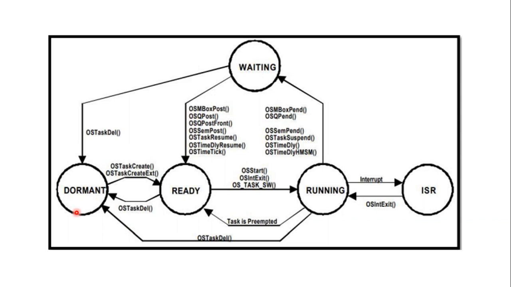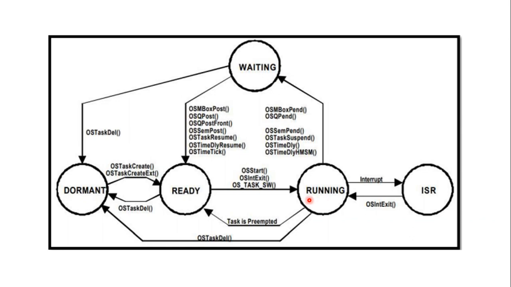The dormant state corresponds to a task which resides in program space but has not been made available to Micro C OS. A task is made available by calling either the OSTaskCreate or the OSTaskCreateExt function. Then it can go into the ready state. Multitasking is started by calling the OSStart function. So we get the illusion that all tasks are running in parallel, but only one task is actually running.